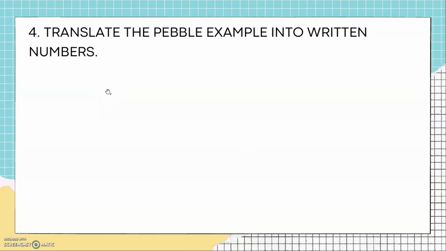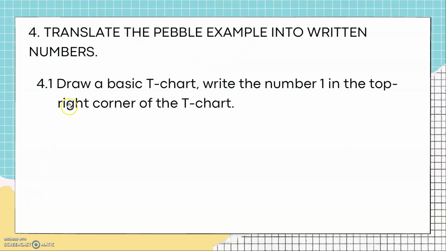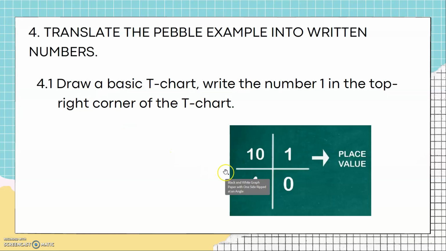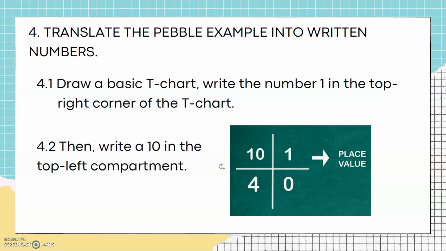After using manipulatives such as pebbles, stones, buttons, and whatsoever, we need to translate the pebble example into written numbers. First, draw a basic T-chart. Write the number 1 in the top right corner of the T-chart, just like this example. You have to put 1 on the top right of the T-chart. Next, write a 10 in the top left compartment.